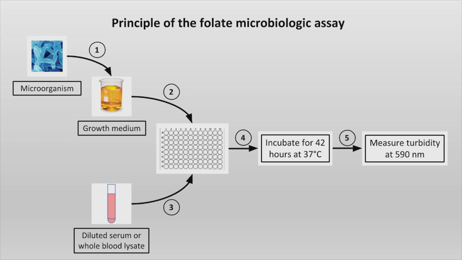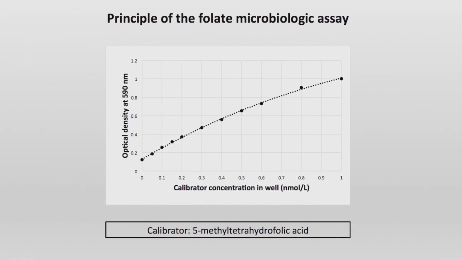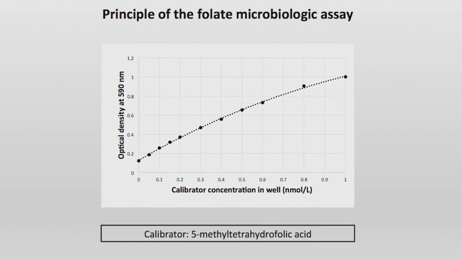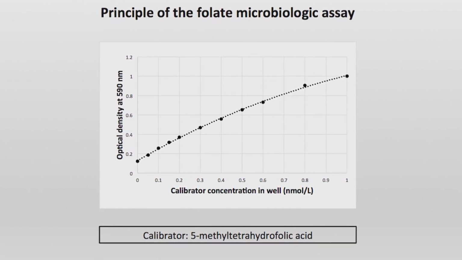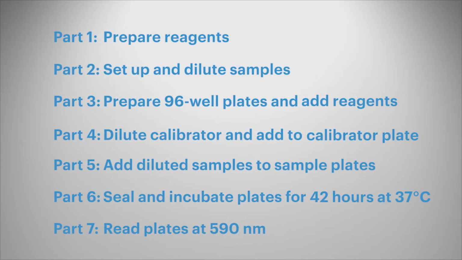We then assess the folate concentration by measuring the turbidity of the inoculated medium at 590 nanometers in a microplate reader, step 5. The growth of the microorganism is proportional to the amount of folate present in the sample. To calibrate the assay, we use 5-methyl tetrahydrofolic acid, the main folate form in serum and in most whole blood samples. This training video consists of 7 parts, as shown here.